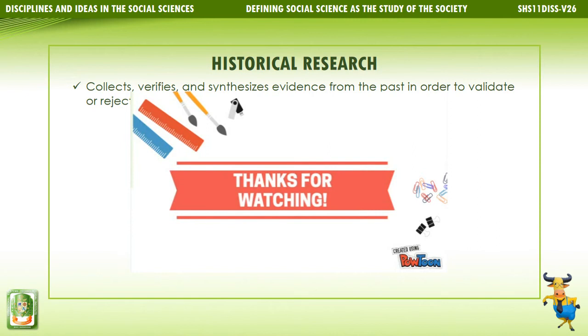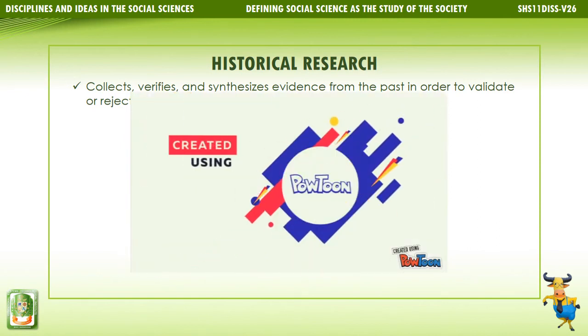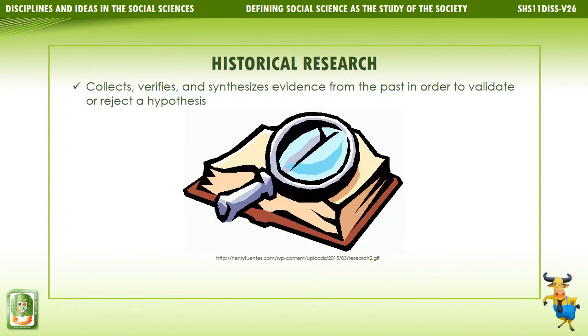Historical research. This design collects, verifies, and synthesizes evidence from the past in order to validate or reject a hypothesis. It uses secondary sources and a variety of primary sources like newspaper clippings, diaries, government records, and archival materials. Example: martial law in the Philippines, the golden or the cursed years in the country's history.